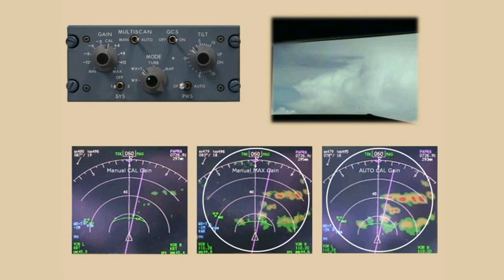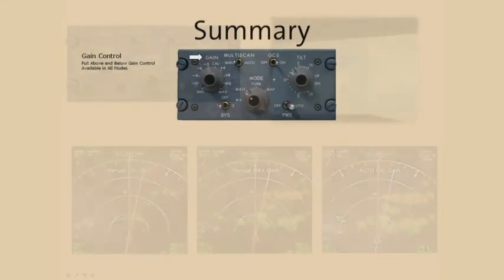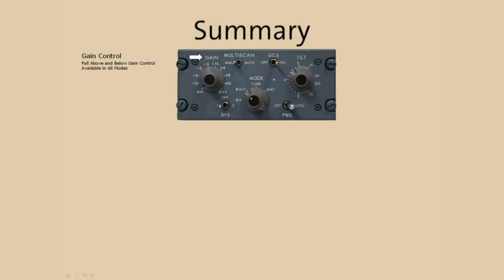Note that at cruise altitudes, manual max gain and auto cal gain are essentially equivalent. In auto, further increasing the gain above the cal position may result in overwarning and unnecessary deviations. In summary, remember that full above and below gain is available during both manual and auto operation. Also, there are three major differences between operating the radar in manual mode and in auto mode.